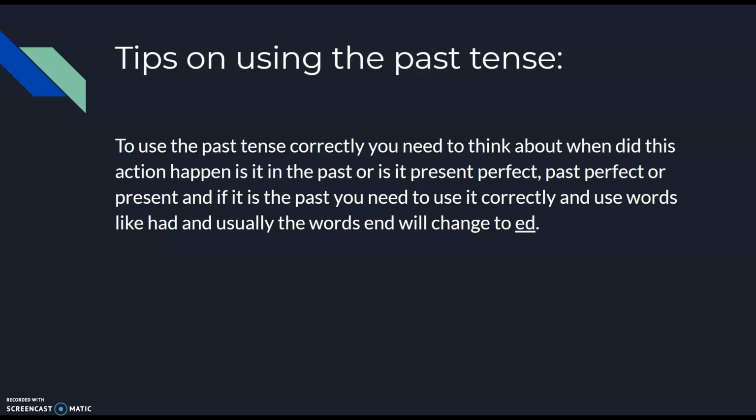Tips on using the past tense. To use the past tense correctly, you need to think about, when did this action happen? Is it in the past, or is it in the present perfect or past perfect? And if it is the past, you need to use the correct tense, and the words will usually, like had, end in ed, showing that it is, in fact, in the past.